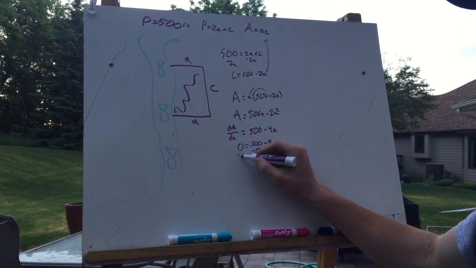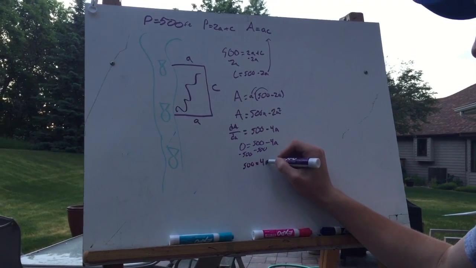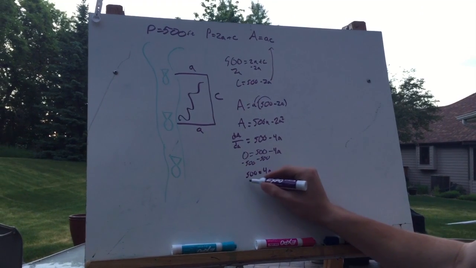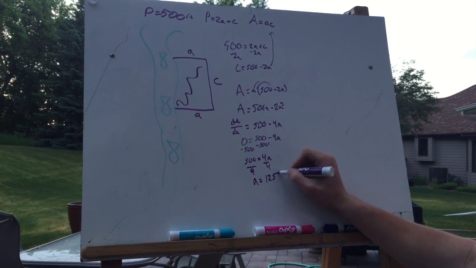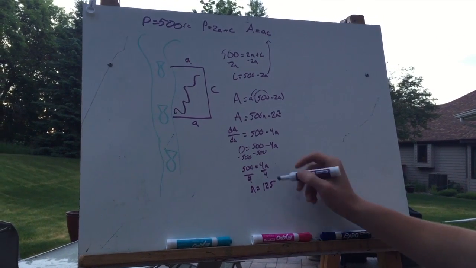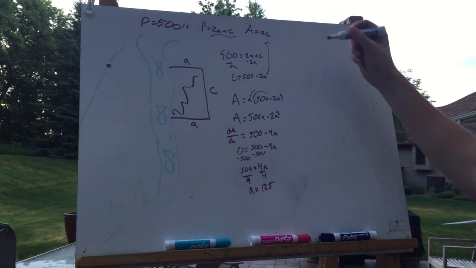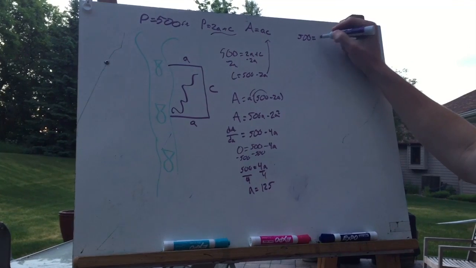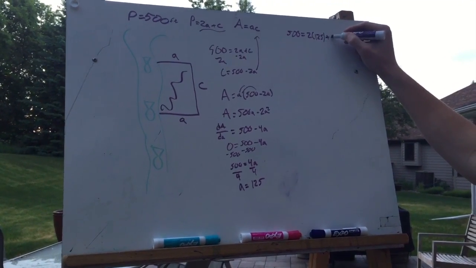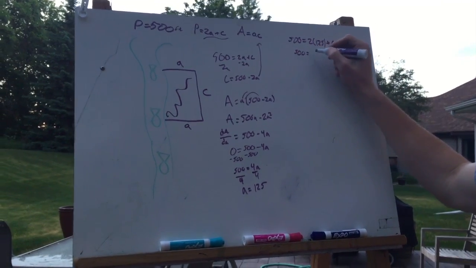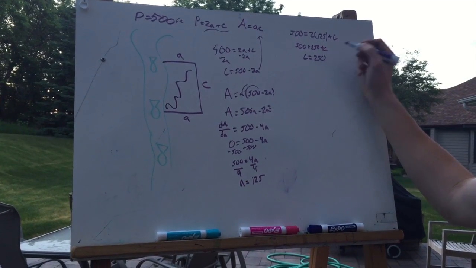Minus 500 is 500, and solve for a. a is going to be equal to 125. Now, we're going to take this value and plug it back into our original perimeter equation to find c. So 500 equals 2 times 125 plus c. 500 equals 250 plus c. c is going to equal 250.